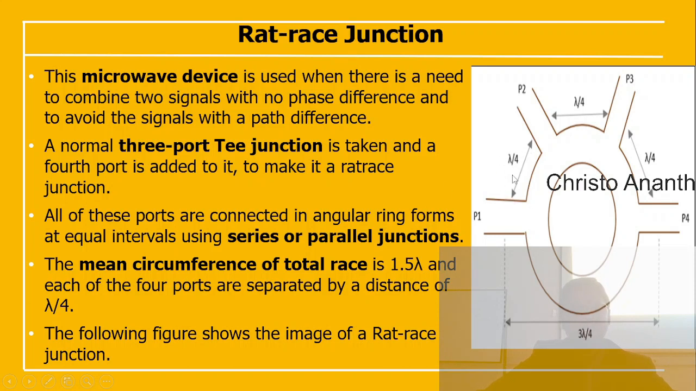So regular intervals would be lambda by 4, lambda by 4, lambda by 4 using the series or parallel junction. So the mean circumference you will be having is 1.5 lambda, that is nothing but 3 by 2 lambda. Okay. And each of the 4 ports are separated by lambda by 4, lambda by 4, lambda by 4. So total would be 3 lambda by 4. Okay. So that is how we will have the image of the Rat-Race junction. P1, P2, P3, P4. Lambda by 4, lambda by 4, lambda by 4, 3 lambda by 4.